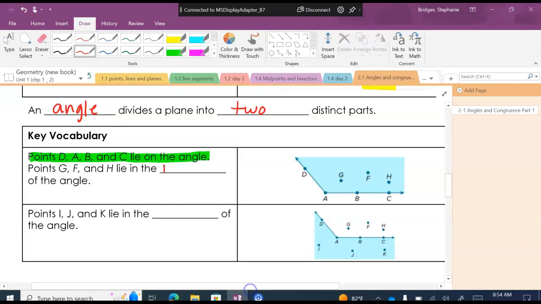How about this? On the interior of the angle, like inside the angle, right? So if you have your 2 rays, points that are in between those 2 rays would be the interior of the angle.